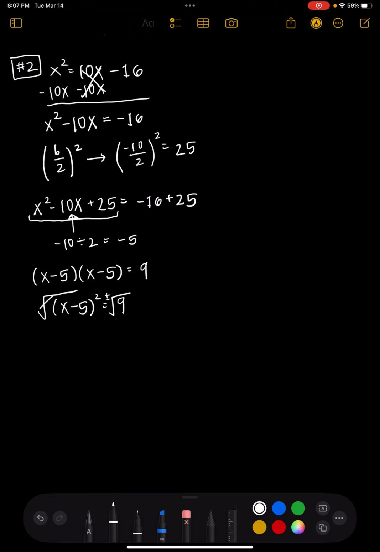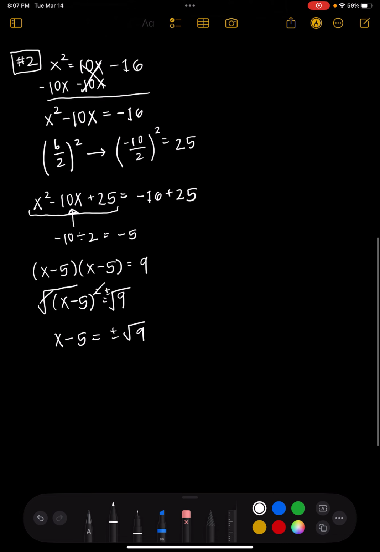The square root and the square cancel each other out on the left side, so I'm just left with x minus 5 on this left side. And then on the right side, we're left with plus or minus the square root of 9. The good news is the square root of 9 can be simplified. That's 3. So I can write this as x minus 5 is equal to plus or minus 3.